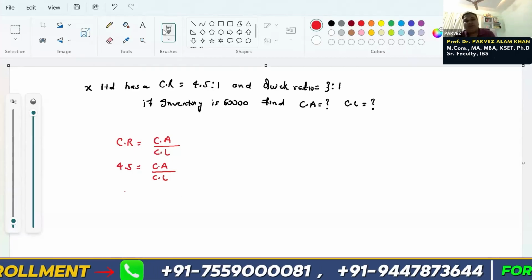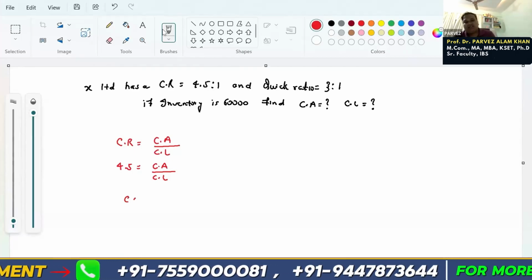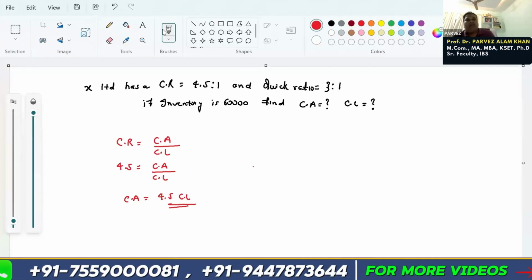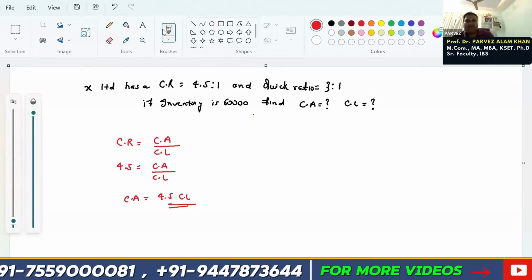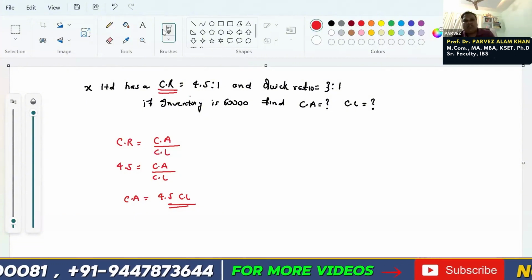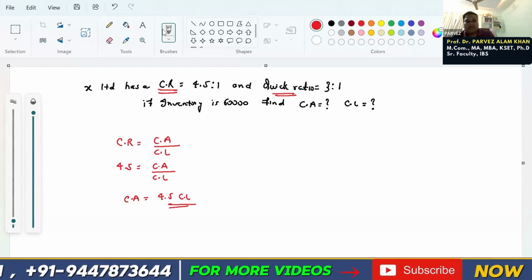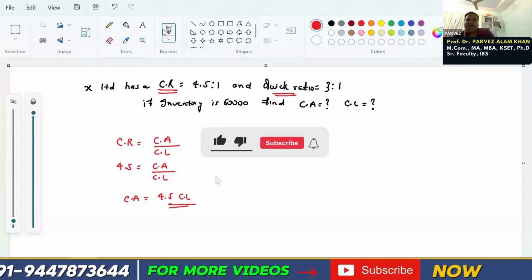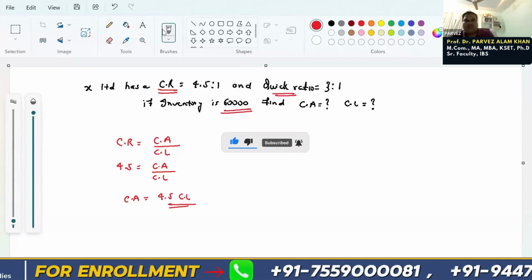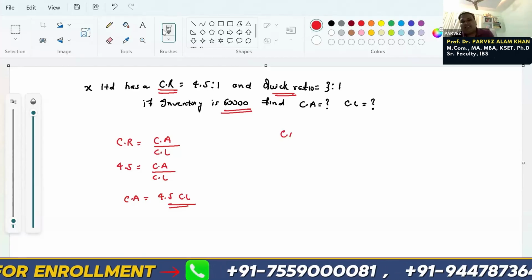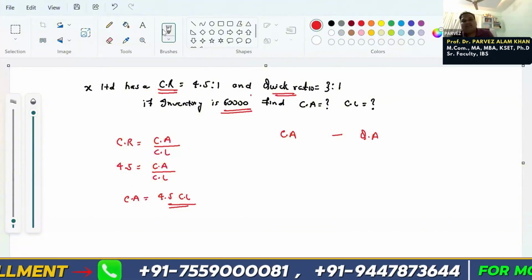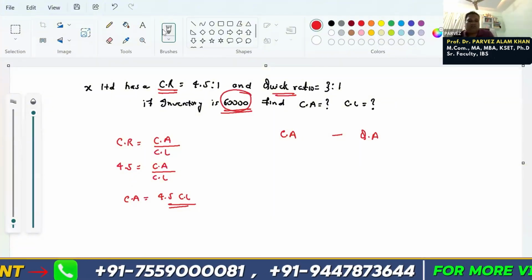Okay. So from this, what you can understand is that your current asset is 4.5 times the current liabilities, right? And second, you can see that the current ratio and quick ratio have been given. So current asset we don't know, and we know the stock, right? Between current asset and quick asset, what is making the difference here? Stock, right?